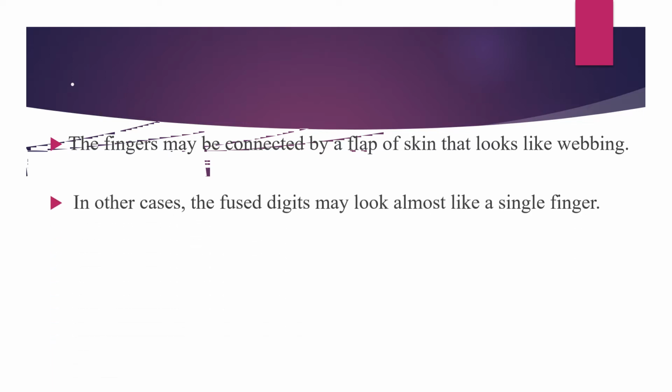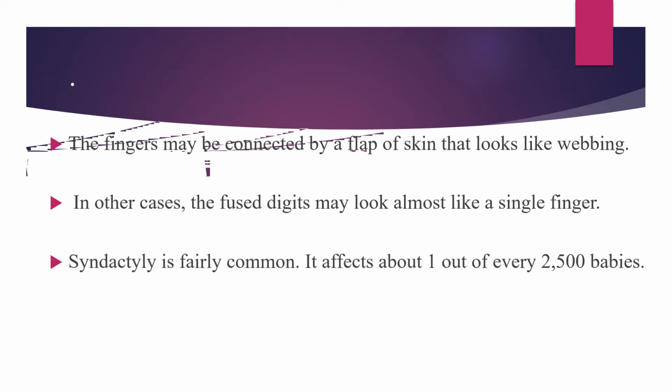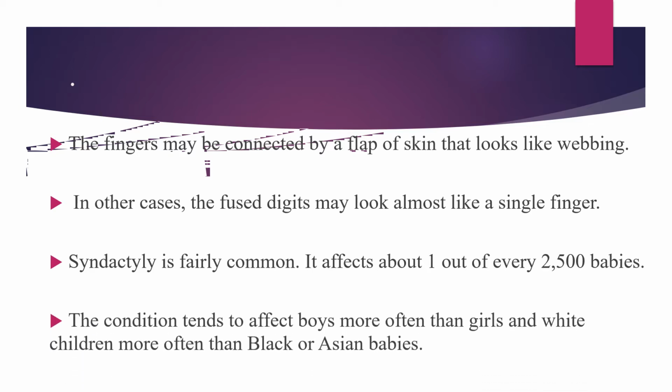The fingers might be connected by a flap of skin that looks like webbing, and in other cases, the fused digits might look almost like a single finger. Syndactyly is fairly common. It affects about 1 out of every 2,500 babies. The condition tends to affect boys more often than girls and white children more often than black or Asian children.